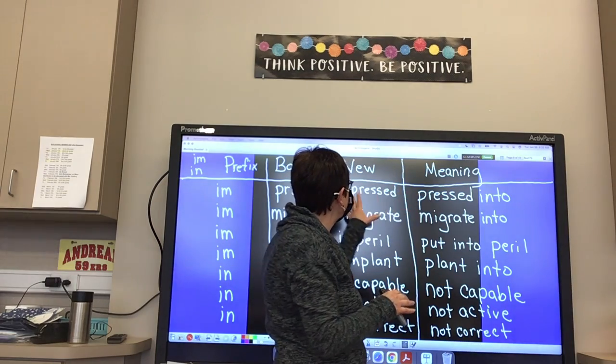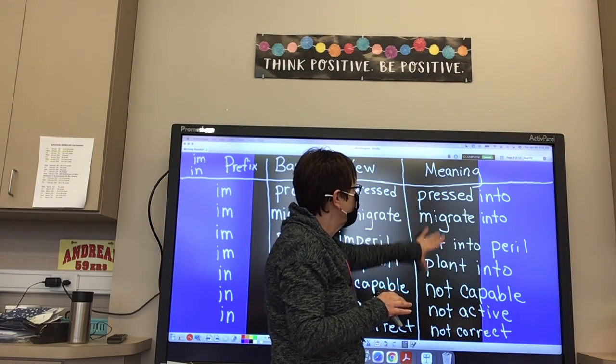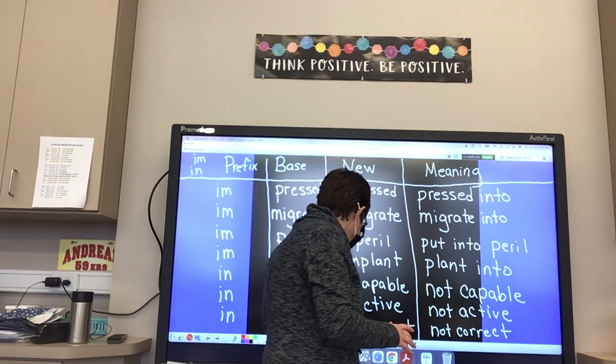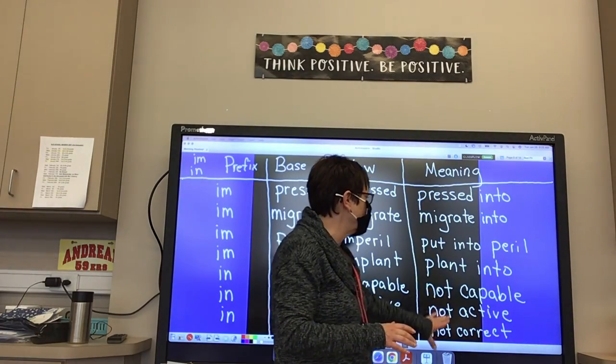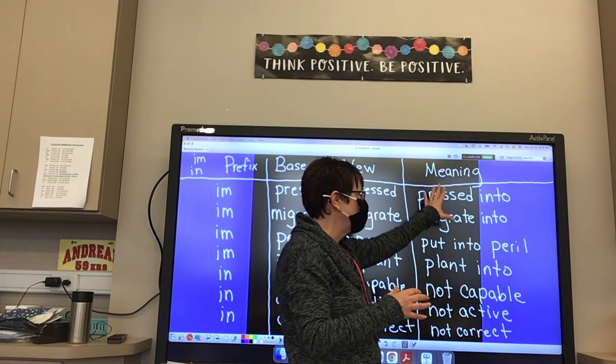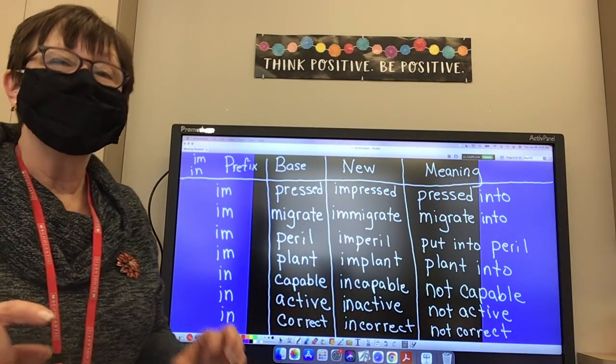So these, the im ones, we kind of have to flip it to make them make sense. Okay? They're not like the ones here where we put not and then the rest of the word. Those made sense that way. These did not make sense. Very good, boys and girls. Nice job.